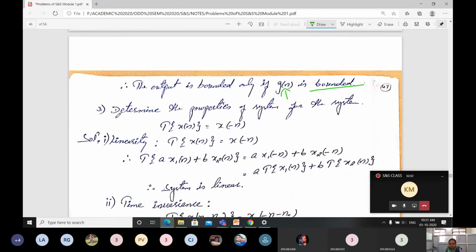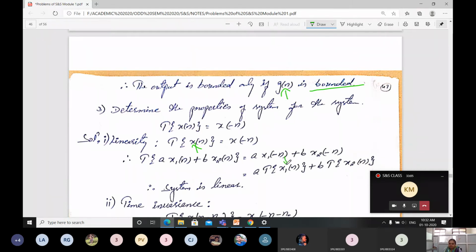Next problem: determine the properties of the system, where T of x of n is equal to x of minus n. What you have to do is check for linearity. For linearity, T of x of n is x of minus n. Substitute x of n as a x1 of n plus b x2 of n. Here a into x1 of minus n plus b into x2 of minus n.